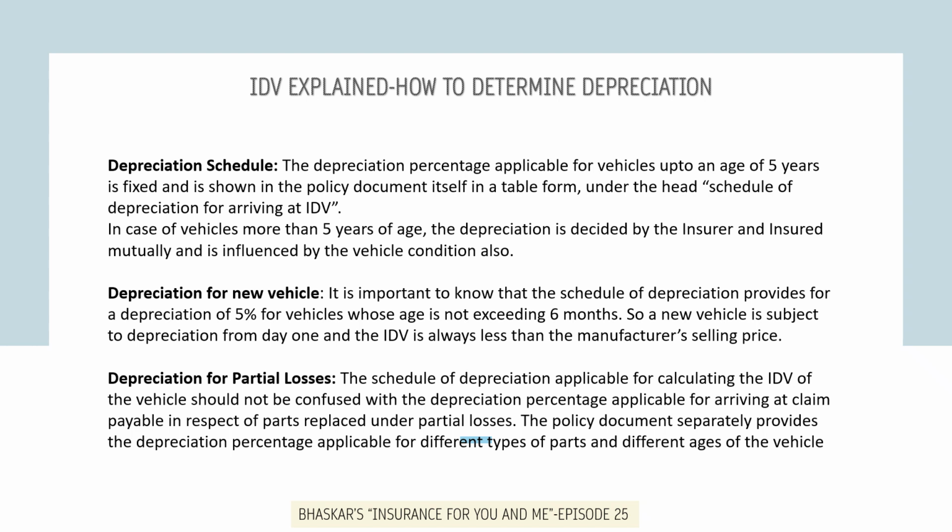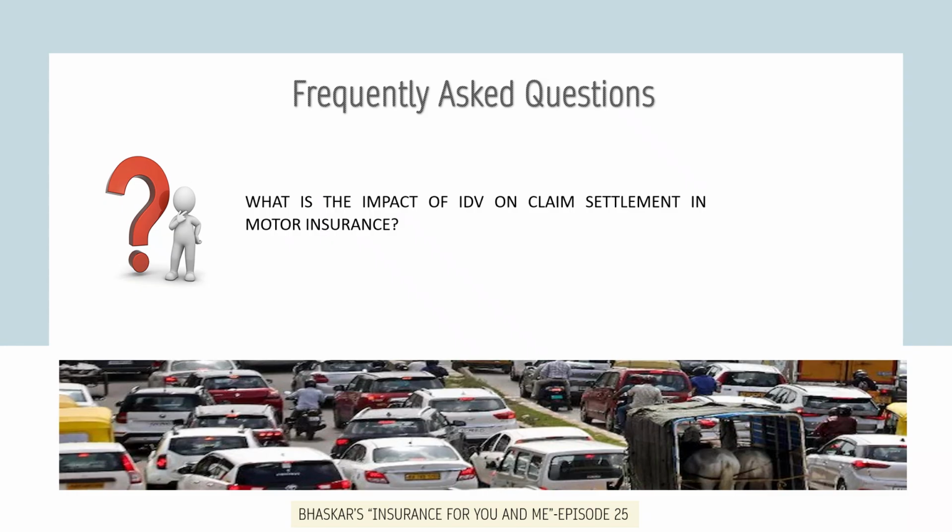Another point to be kept in mind is the schedule of depreciation applicable for calculating the IDV of the vehicle should not be confused with the depreciation percentage applicable for arriving at the claim payable in respect of parts replaced under partial losses. The policy document separately provides the depreciation percentages applicable for different types of parts and different ages of the vehicle. The next FAQ we will deal with is, what is the impact of IDV on claim settlement in motor insurance?